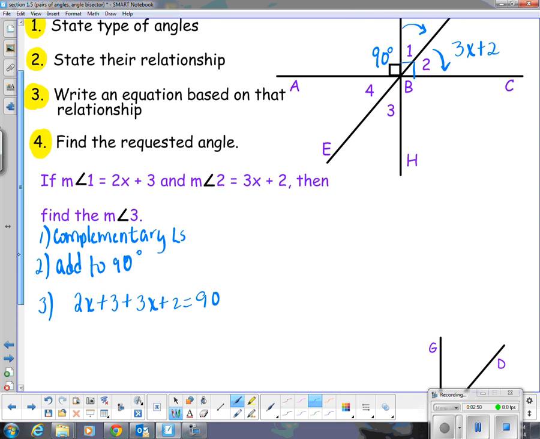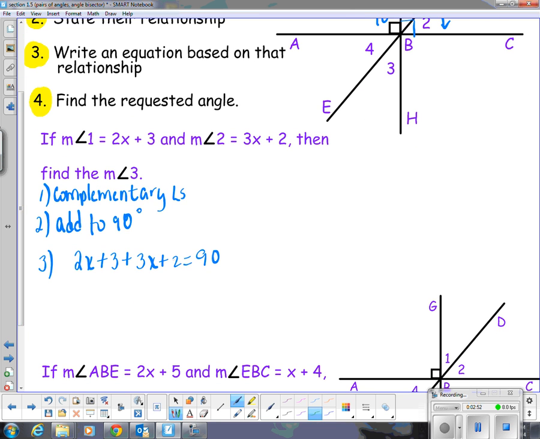Now I need to solve this equation. So notice this is an equal sign, so we have to combine like terms. 2x and 3x is 5x. 3 plus 2 is 5. Then I'm going to subtract 5 from both sides, so I'll have 5x equals 85. Then I'm going to divide both sides by 5, and my x value is going to be 17. 5 goes into 8 once with 3 left. All right. So now that is step 3.